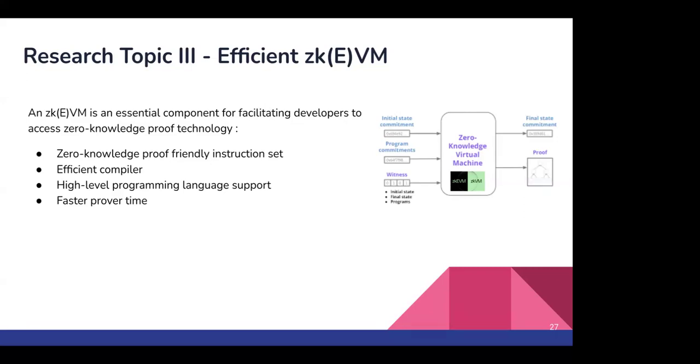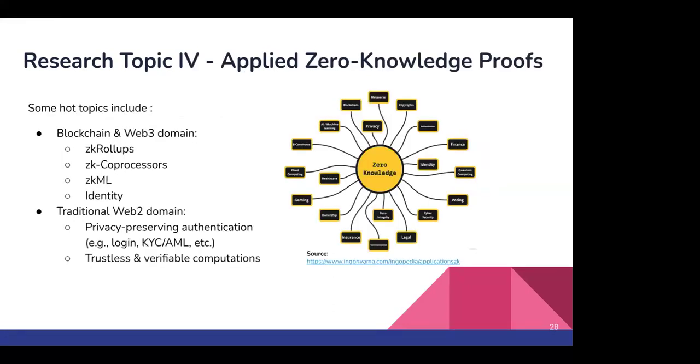Also, you may need to investigate an efficient compiler, and try to support more high-level programming languages, like C, C++, Golang, and Rust, and maybe some others. Those are popular high-level programming languages. We would also like to continue improving the prover time of this type of general purpose zero-knowledge virtual machine. The last category of topics is more towards applied research. We know there are tons of research and applications which can leverage the power of zero-knowledge proofs.